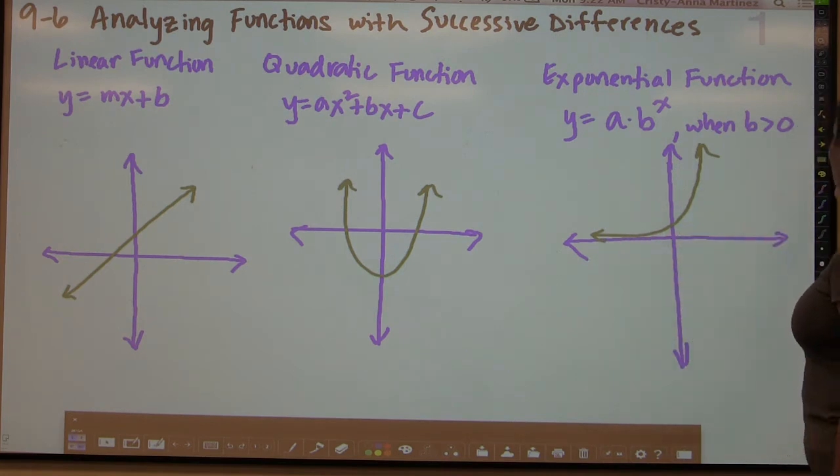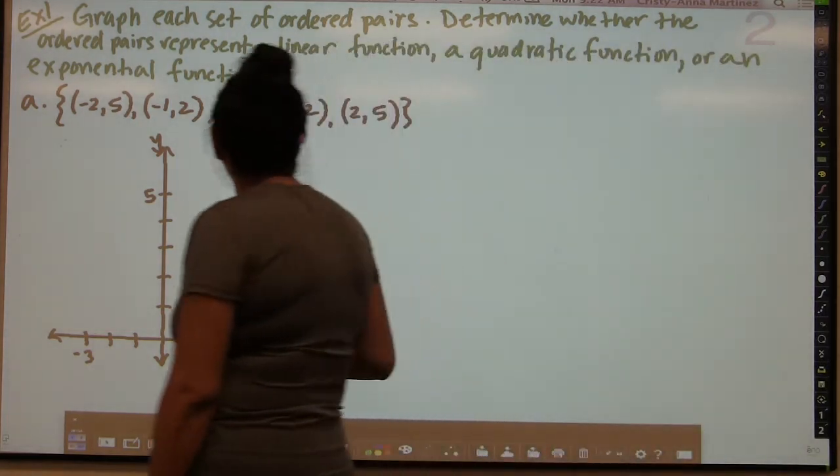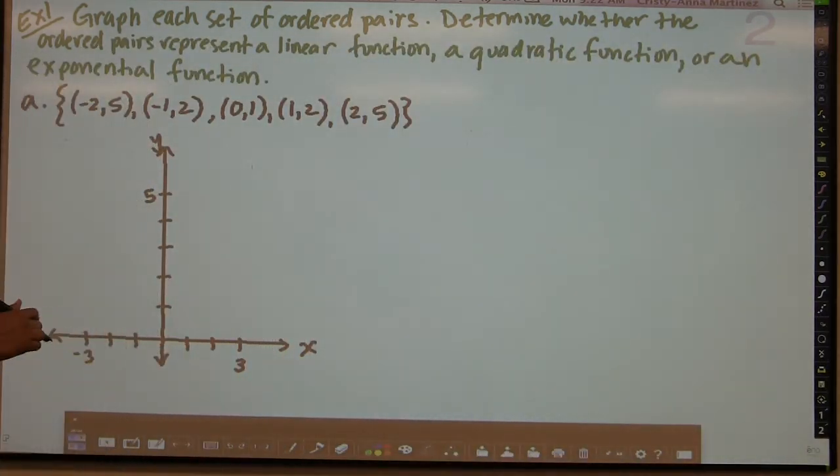All right? So one of the first things that we want to do in our example is to graph each set of ordered pairs and then determine whether the ordered pairs represent a linear function, a quadratic function, or an exponential function. All right? So to do that, we're going to go here.